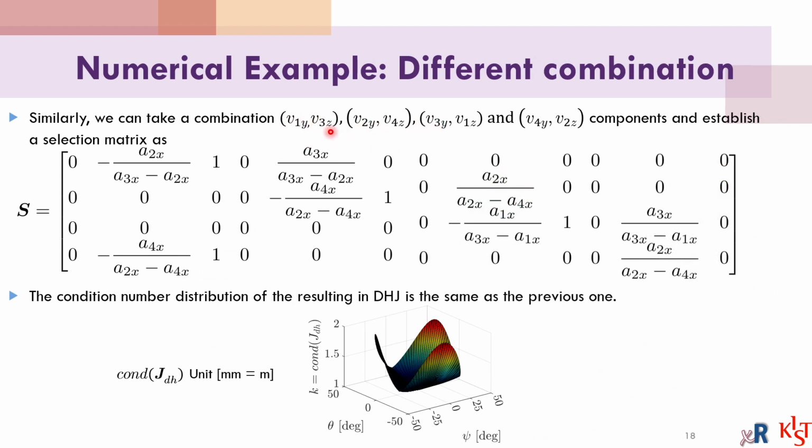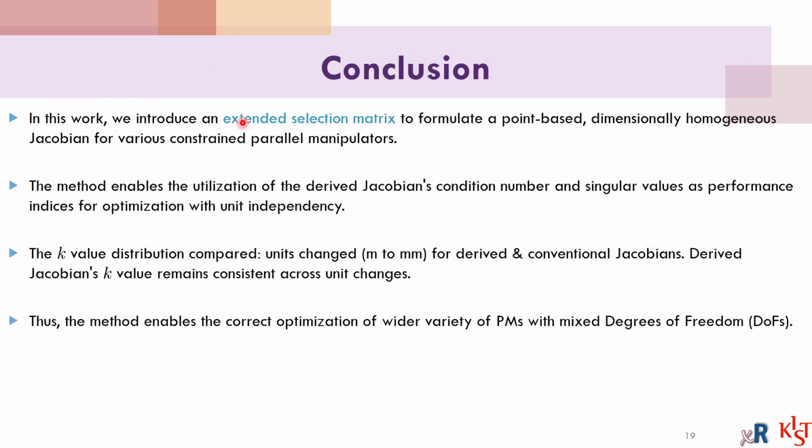Similarly, we said that we can take different combinations. So here, we took different combinations and obtained a different selection matrix. Again, by applying this selection matrix on the component velocities, we obtain a new dimensionally homogeneous Jacobian. We calculate the condition number distribution again here, and the value gives the same result, which proves that we can use any of those combinations.